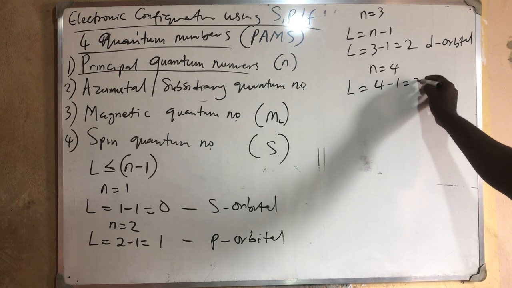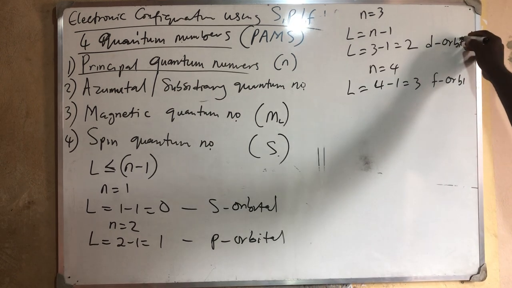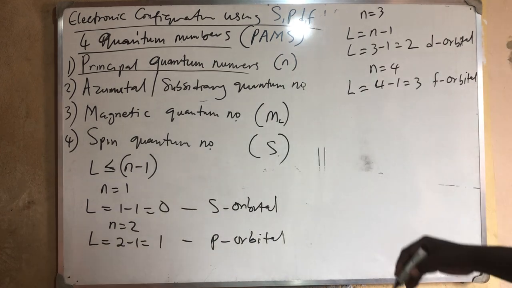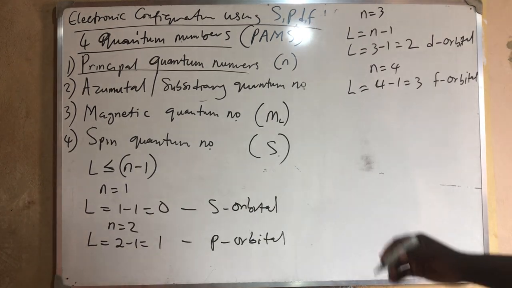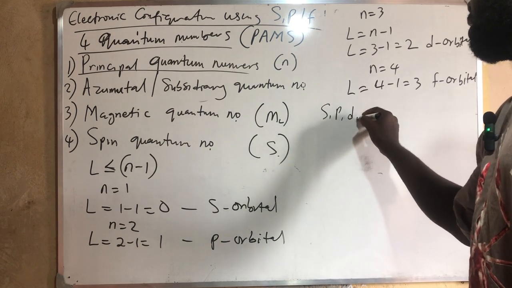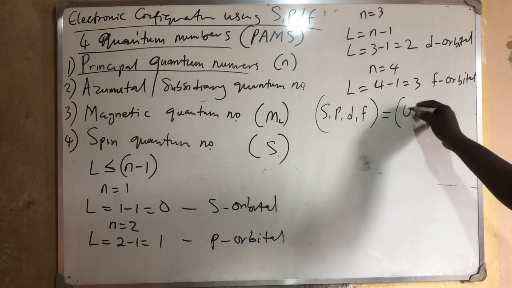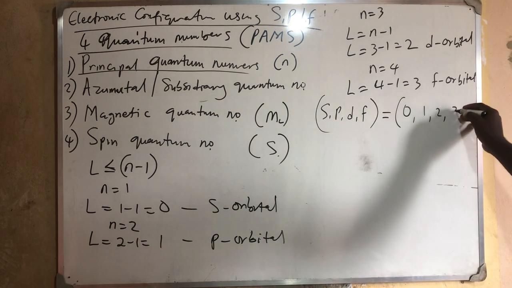4 minus 1, which is equal to 3. And we call it the F orbital. Now, if you want to determine your SPDF notation, the SPDF notation is gotten from the azimuthal quantum number by 0, 1, 2, and 3.